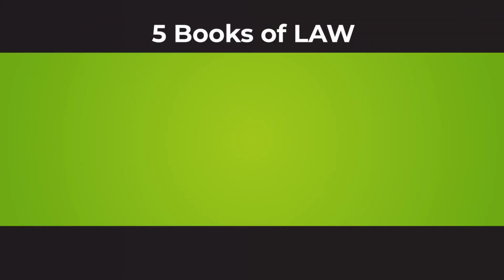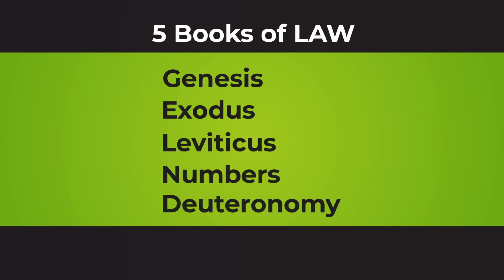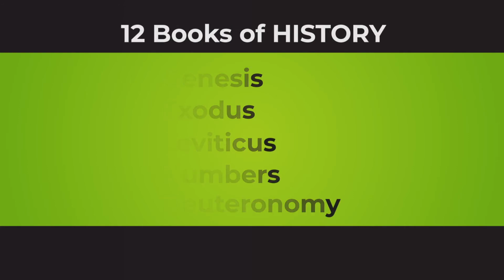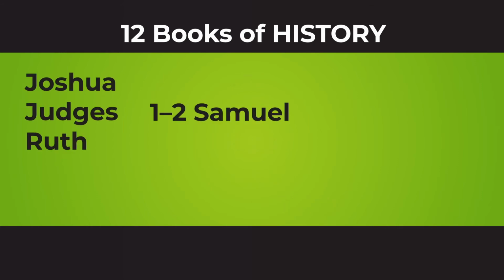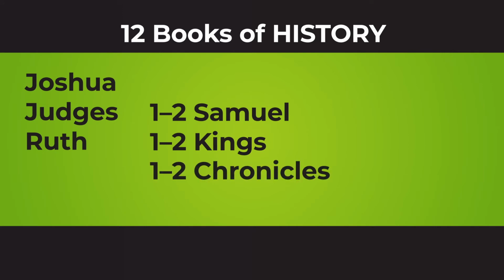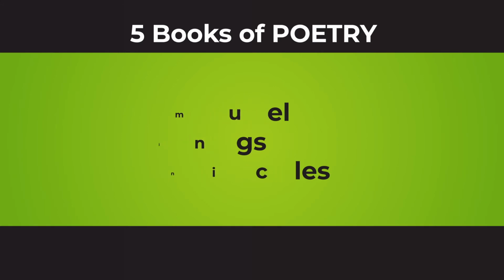So far, you've learned the 5 books of law: Genesis, Exodus, Leviticus, Numbers, Deuteronomy. And you've also learned the 12 books of history: Joshua, Judges, Ruth, 1st and 2nd Samuel, 1st and 2nd Kings, 1st and 2nd Chronicles, Ezra, Nehemiah, Esther. You're doing great. Now, let's move on to the books of poetry.